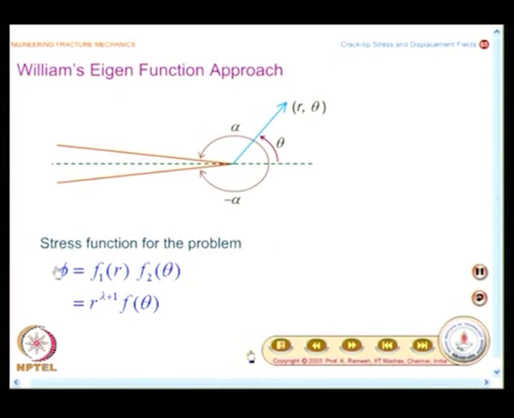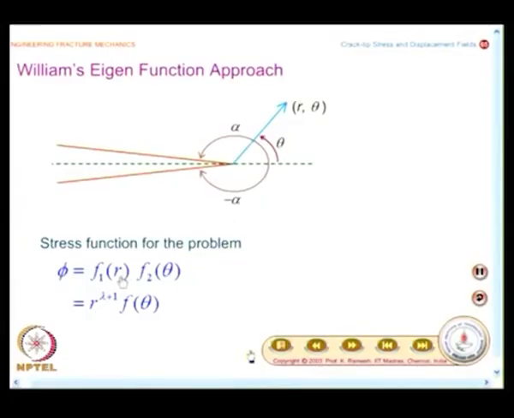For this, the stress function is taken as a function of r multiplied by a function of theta. So, phi is given as r power lambda plus 1 times a function of theta. We will have to find out what this function of theta is and what the value of lambda is, and this is also known as the Williams eigenfunction approach. Lambda is known as an eigenvalue, and for each lambda you will have a corresponding function that is called an eigenfunction.